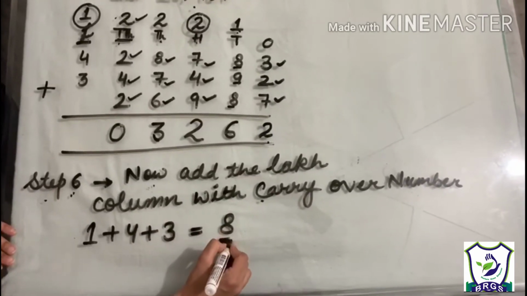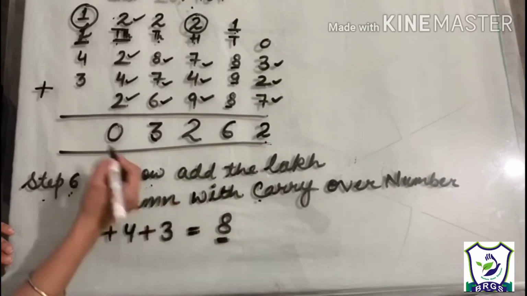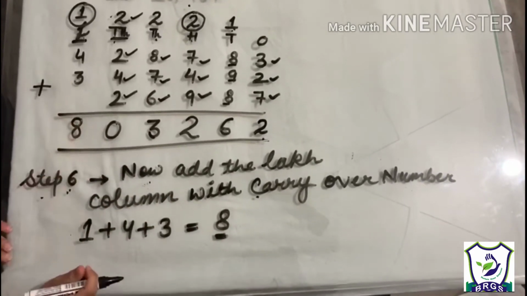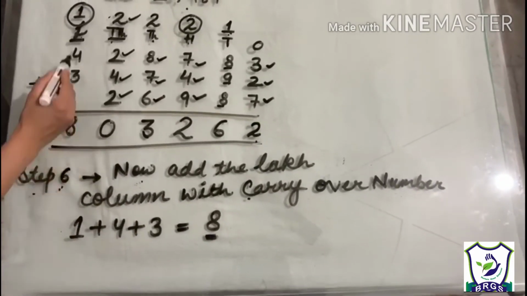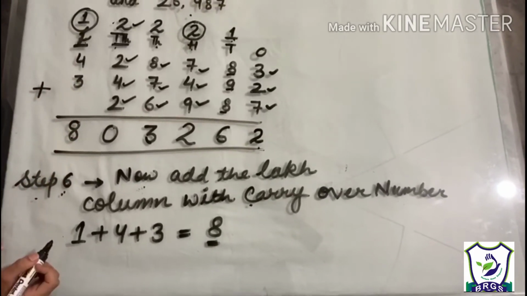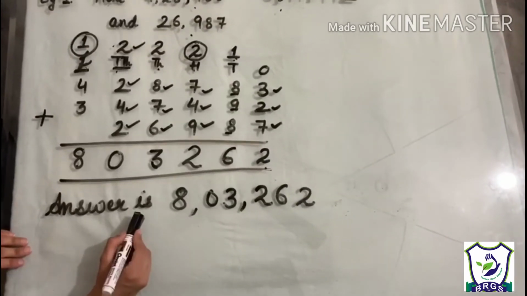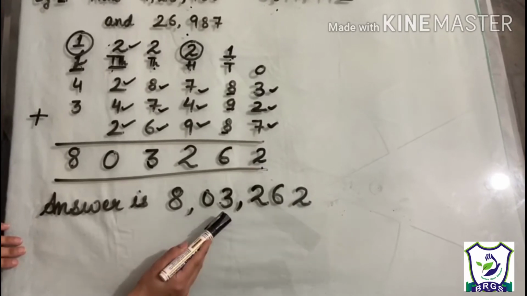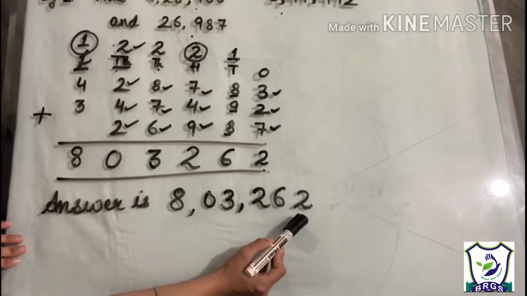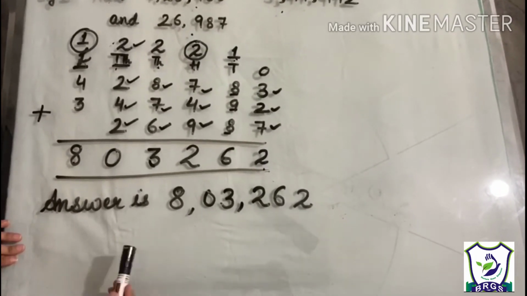This means it is equal to 8 lakhs. This is a single digit, so we will write here 8. Now we will write the 8 below the lakh column. So now our answer is 803,262. Speak with me, all of you.